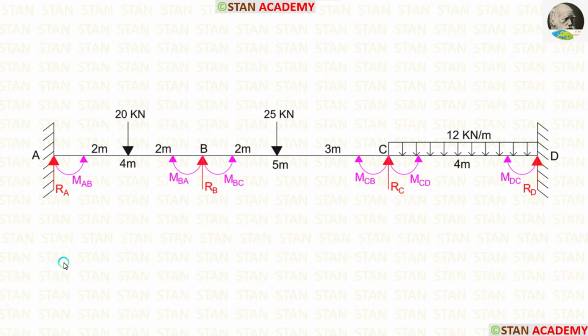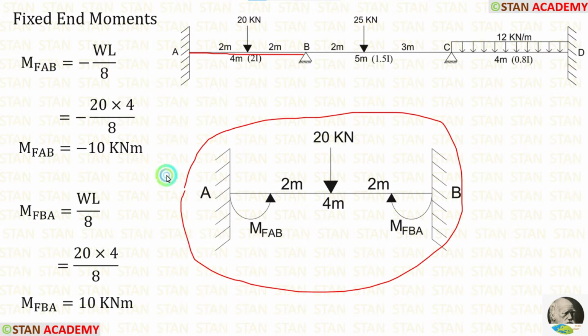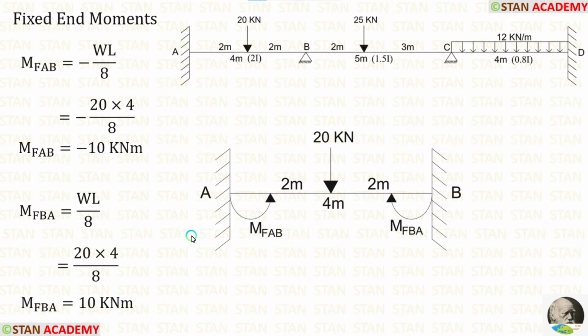Now, let us make the fixed end moments. For making the fixed end moments, we have to assume every span as a separate fixed beam. First, let us take the span AB and assume that it is a separate fixed beam. Now, let's see the formulas to calculate the fixed end moments.